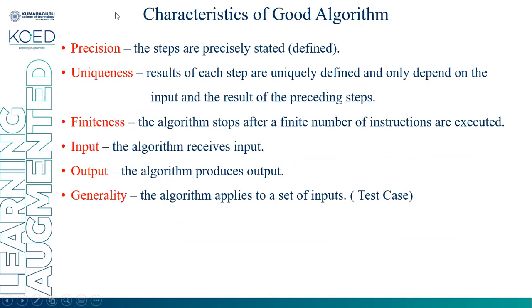Characteristics of a good algorithm. First one is precision. The steps are precisely stated. Every step should be precisely stated or defined. Uniqueness: the result of each step is uniquely defined and only depends on the input and the result of the preceding steps. Finiteness: the algorithm stops after a finite number of instructions are executed. Okay, the algorithm will not be so lengthy. It should contain a finite number of instructions.